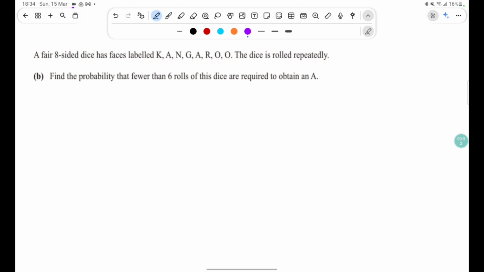Now in part B, we have a fair 8-sided die whose faces are labeled with the letters of KANGAROO. Now the die is rolled repeatedly. We have to find the probability that fewer than 6 rolls of the die are required to obtain A. To solve this question, first of all, I will find the probability of rolling A, which is denoted by P, equal to 2 over 8, because we have 2 A's and in total there are 8 letters, which is 1 over 4.